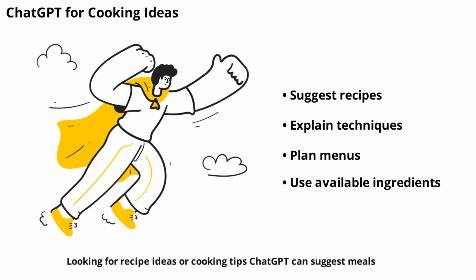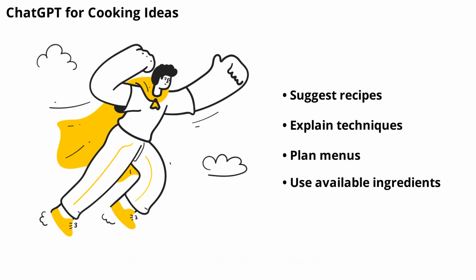Looking for recipe ideas or cooking tips? ChatGPT can suggest meals, explain cooking techniques, or help you plan a menu. Just tell it what ingredients you have, and it can recommend dishes to try. It's a handy kitchen companion for beginners and experienced cooks alike.